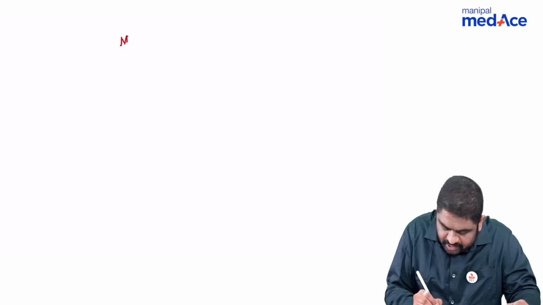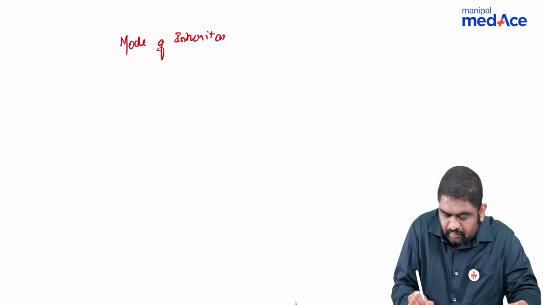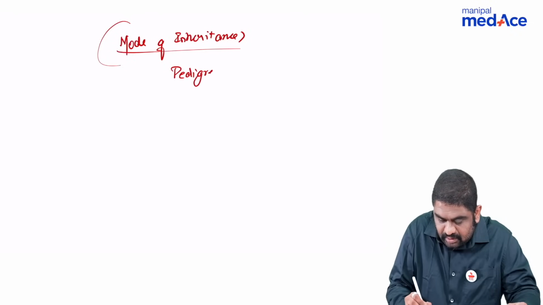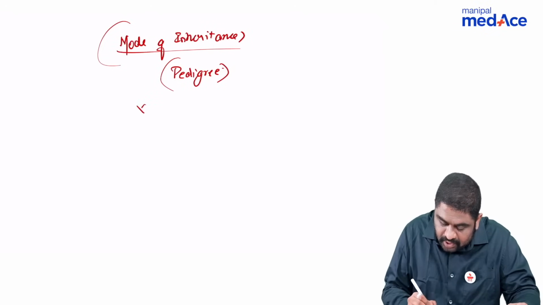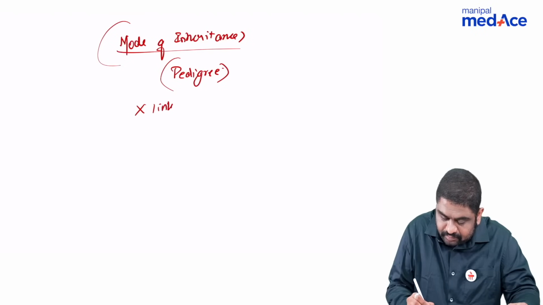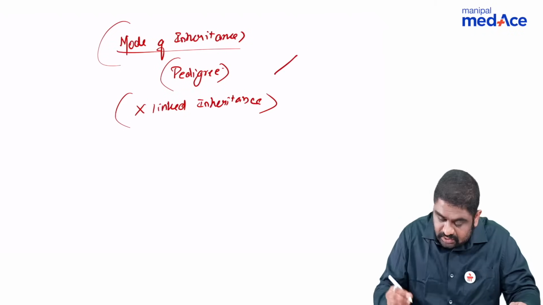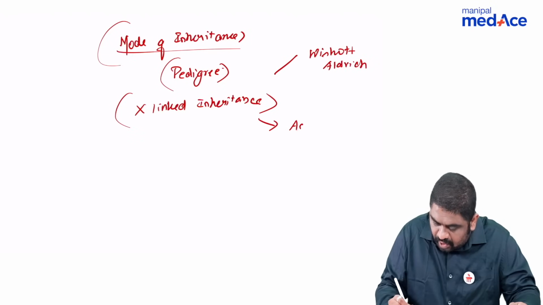In immunology, there was a question. They had asked about the mode of inheritance, and they had showed a pedigree chart, it seems. If it is to be believed, students said the pedigree chart showed X-linked inheritance. And they had given two diseases, one being Wiskott-Aldrich syndrome, the other one being achondroplasia.